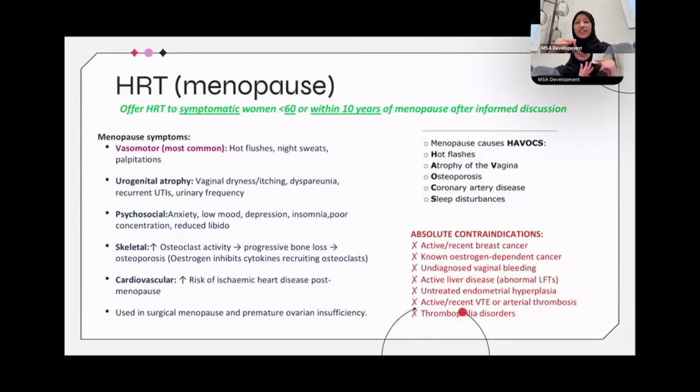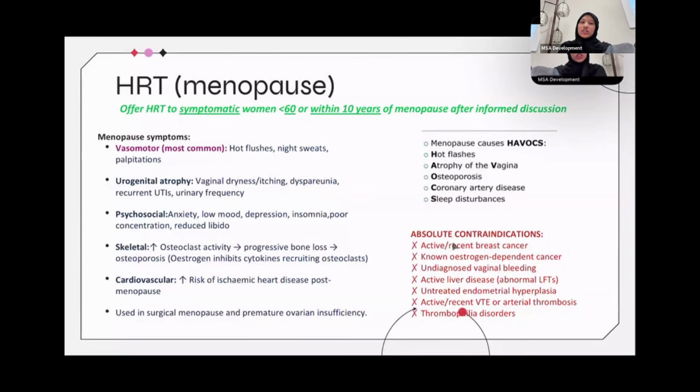That's why. Within 10 years of menopause, so let's say someone had menopause earlier than normal, at 48 years old. That's still fine. You can still give them within the 10 years. If they are like 57, 58, that's still within 10 years, which is fine. Of menopause after informed discussion, right? We mentioned all this. This is important.